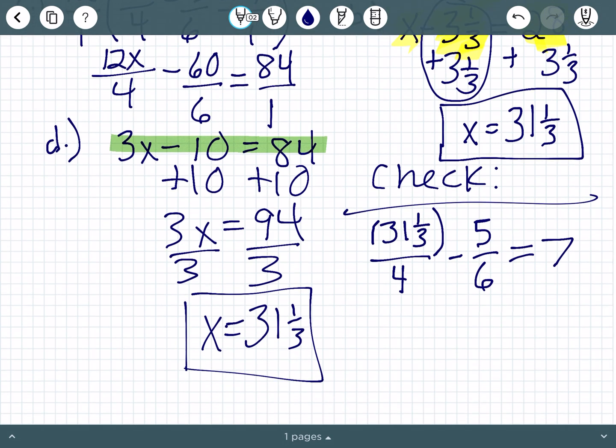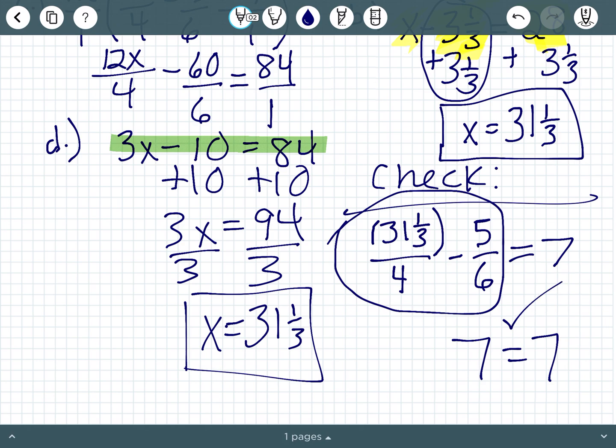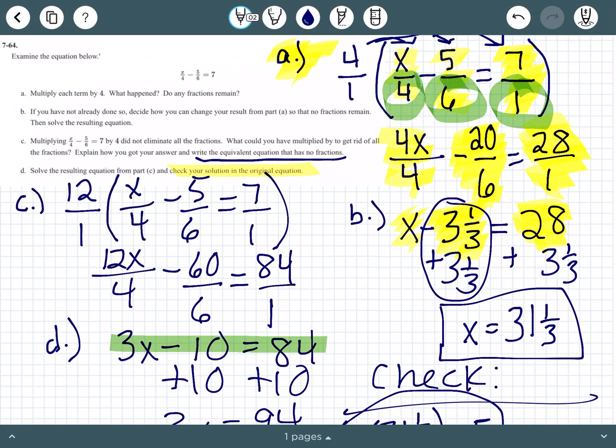Now, if I put all of this into the calculator exactly as you see, so parenthesis 31 1/3 and parenthesis over 4 minus 5/6, you should end up with 7 equals 7. Now, don't confuse this with our solution. This 7 equals 7 means that our solution is correct. And when we plug it in to check, we are balanced on either side, which means yes, our solution is good and we have done the math correctly. That is all for problem 764.